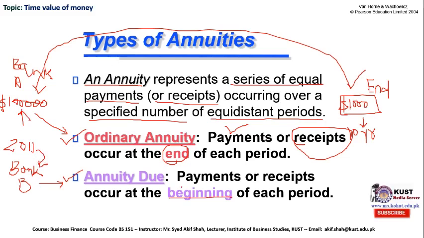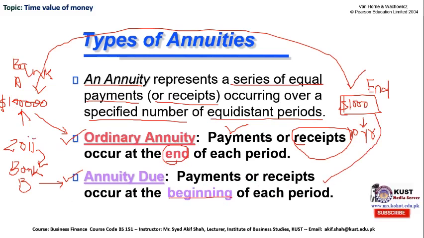Bank B is offering you annuity due. What is the competitive edge if you are going to invest your money in Bank B? That could be that if you have put this $100,000 in Bank B, it is going to pay you out this $1,000 return or profit at the beginning of each period.